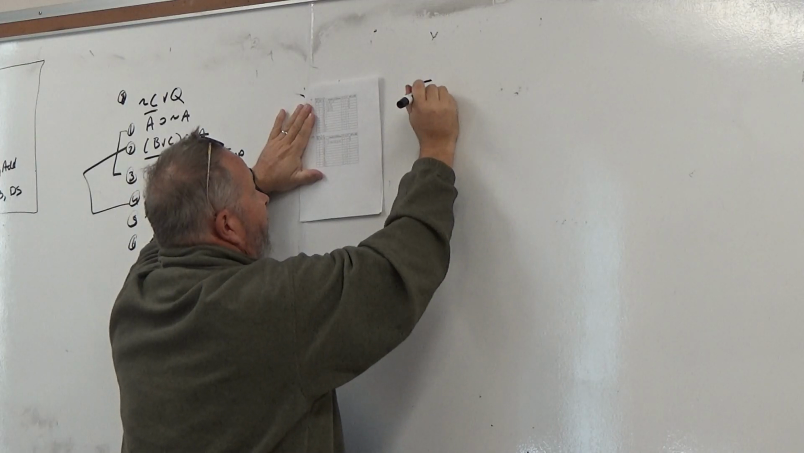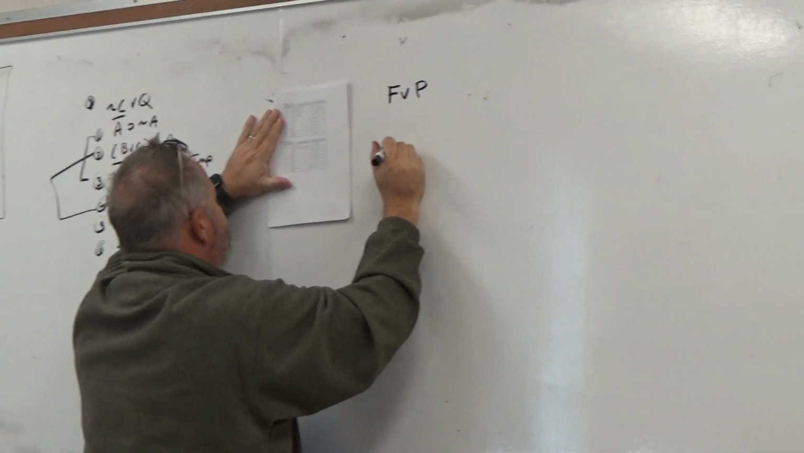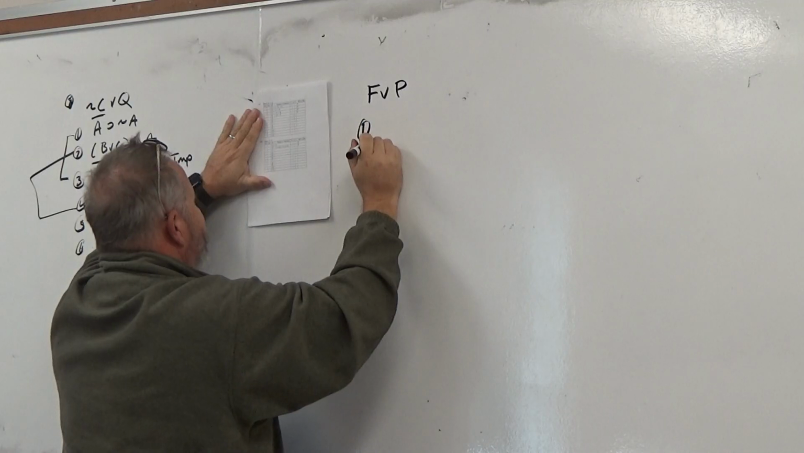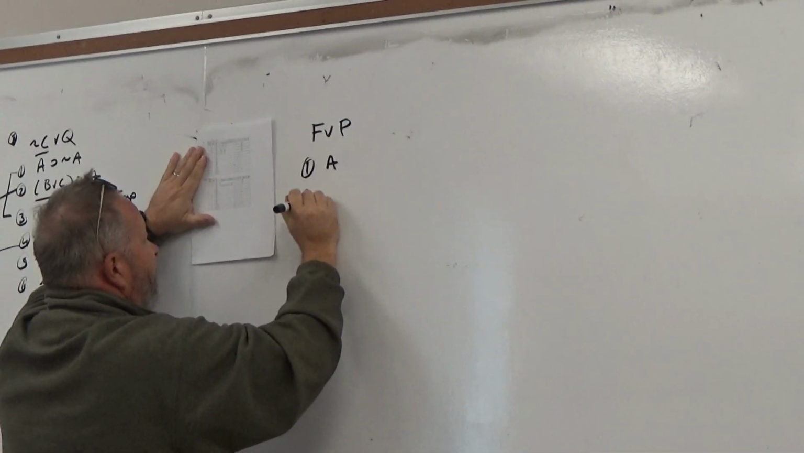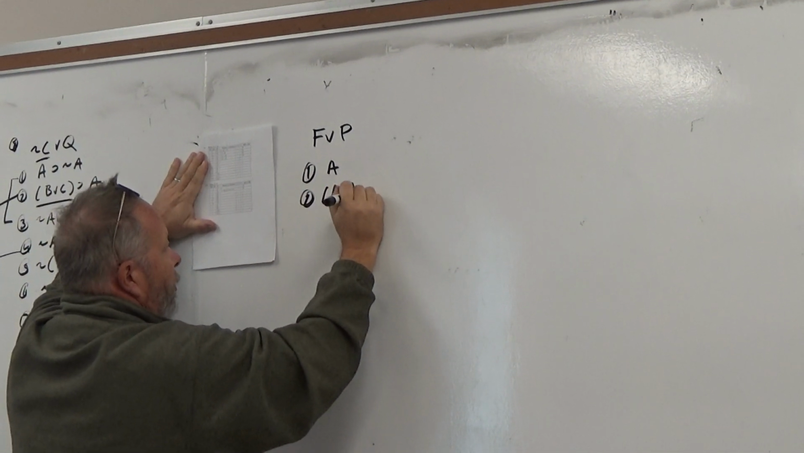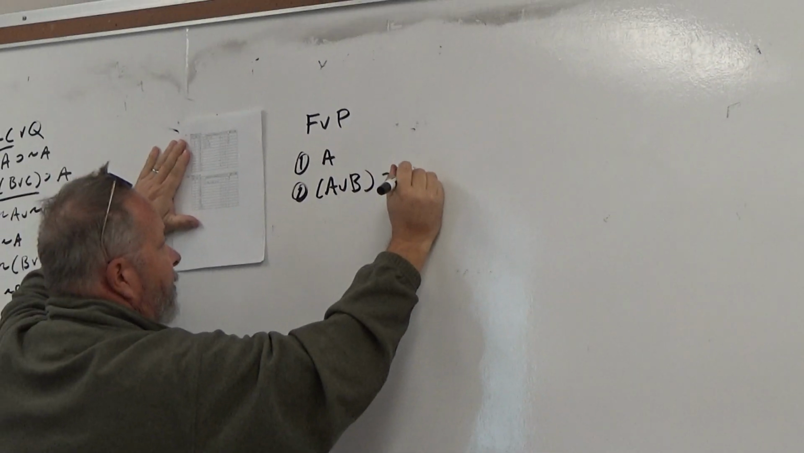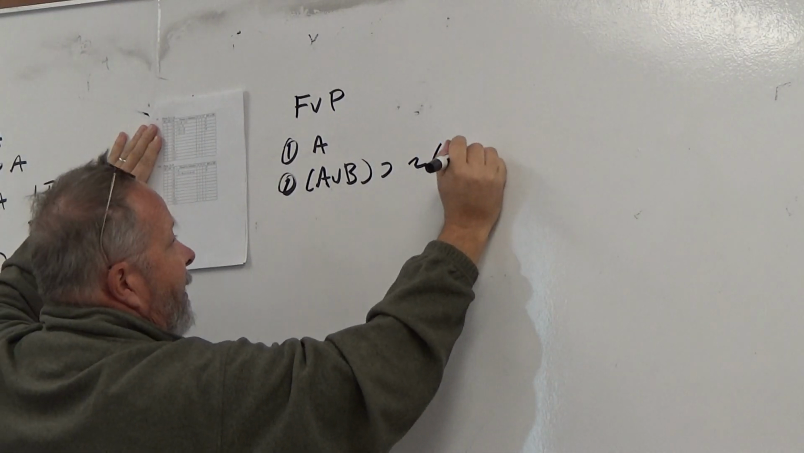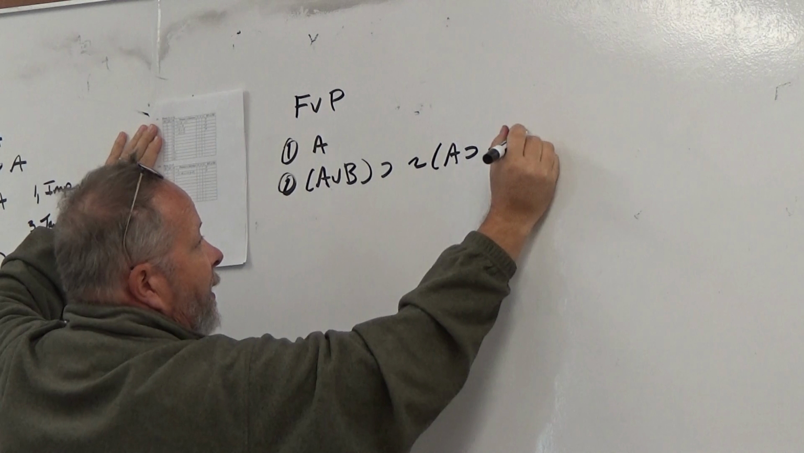We have F or P, and we have A, and we have A or B, then not A, then not F.